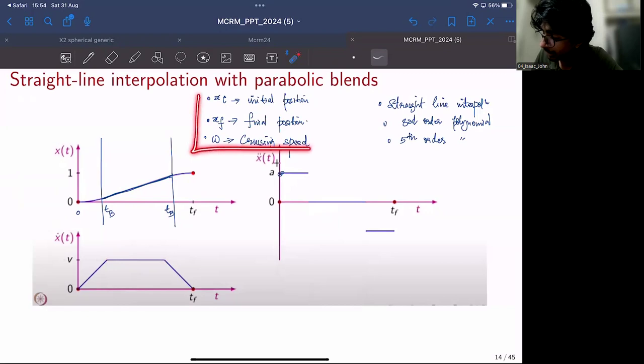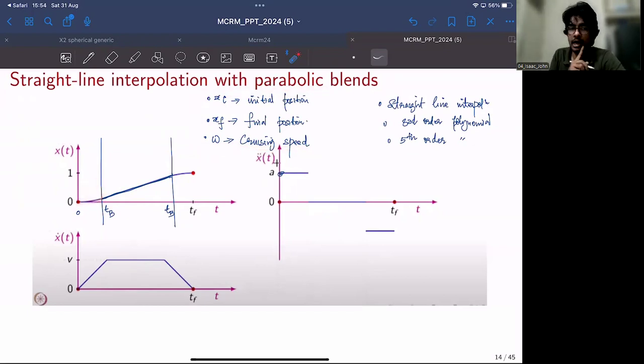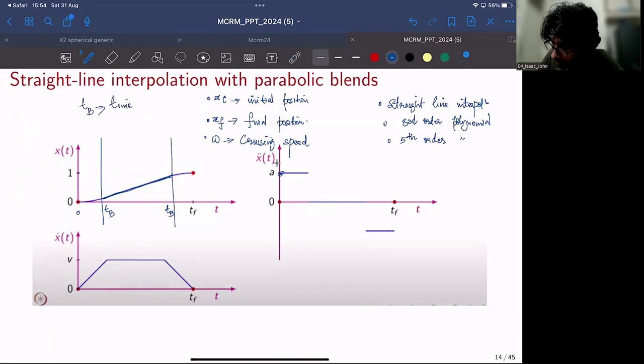So if you are given these three parameters, you will be asked to find this time for blending. How do you do that? If you have your goal position, your initial position, and your cruising velocity, how much time do you require to blend to this cruising velocity from zero, and to blend from this velocity to your final goal point? You will be asked to find this time, TB. We'll call this the time for blending.